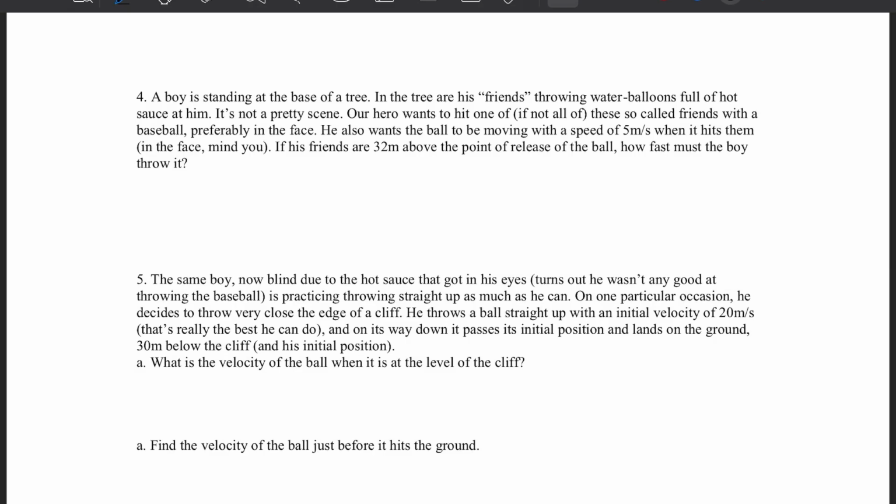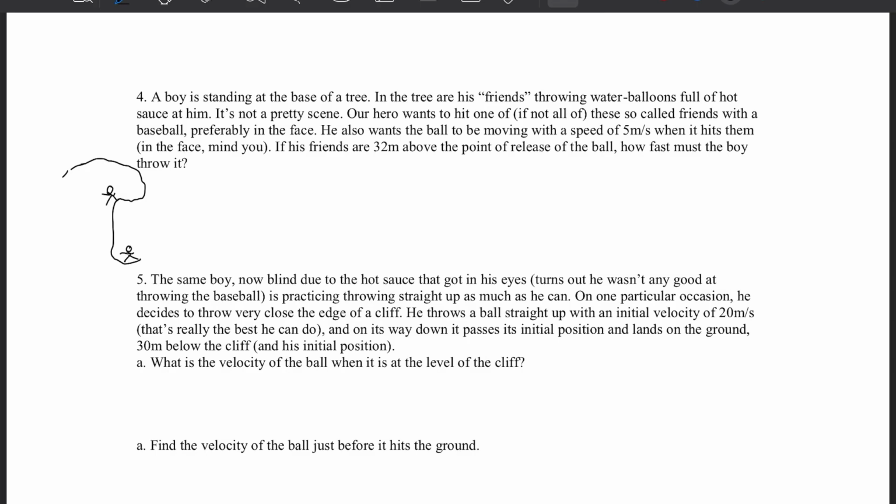Number 4, a boy is standing at the base of a tree. In the tree are some friends throwing water balloons full of hot sauce at him. Well, that's pretty mean. That's not a pretty scene. Our hero wants to hit one of them, if not all of them, those so-called friends, with a baseball, preferably in the face. That's a pretty rough situation.